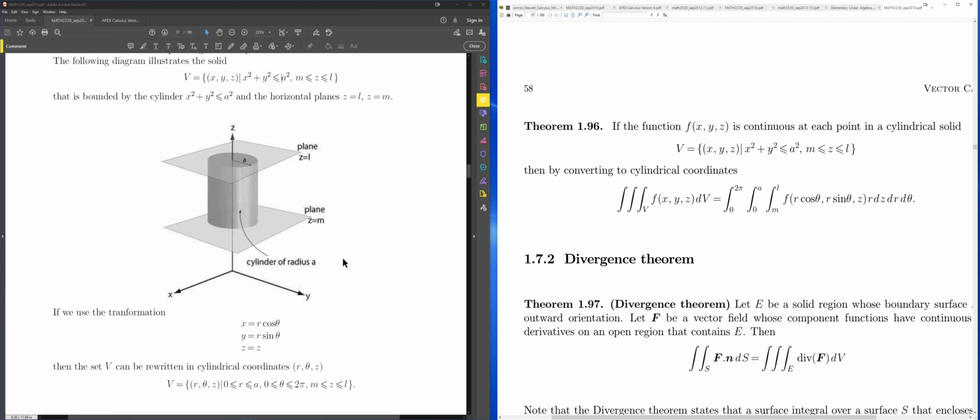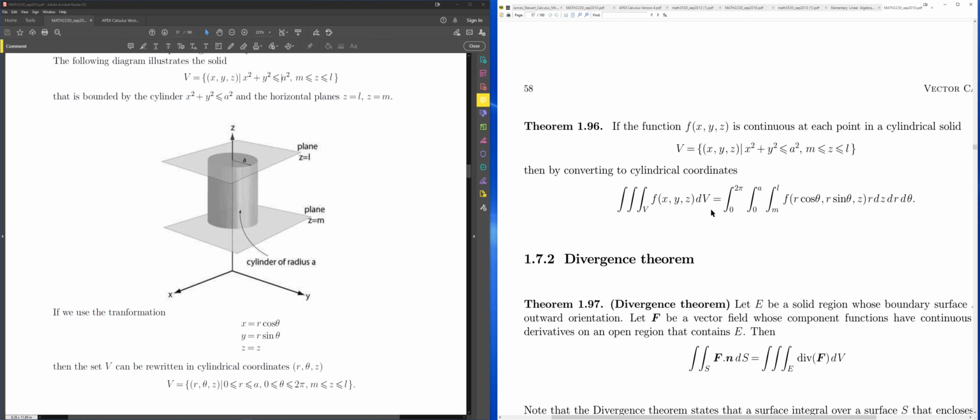So our method for evaluating a triple integral over a cylindrical solid such as this one here is by converting to cylindrical coordinates. So this is a cylindrical solid. Once your set description over here in terms of xy is given like this, then in cylindrical coordinates, what that means is the r lies between 0 and a, the theta is between 0 and 2 pi, and z lies between m and l.